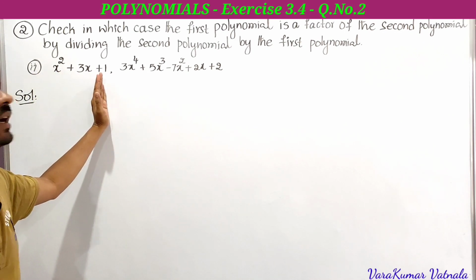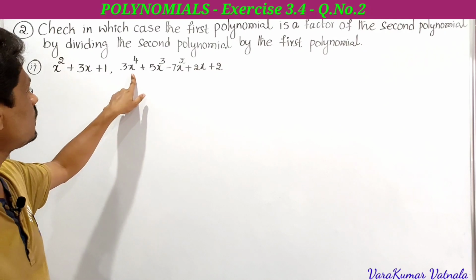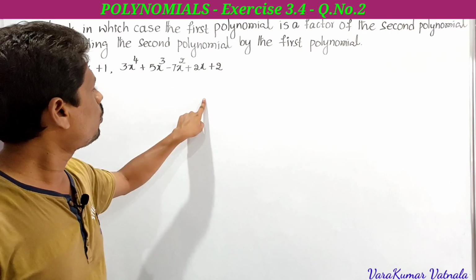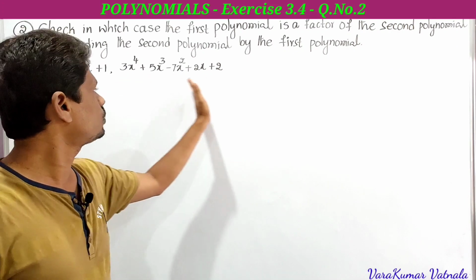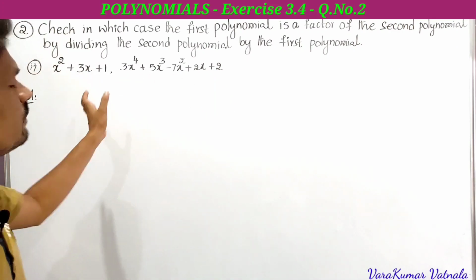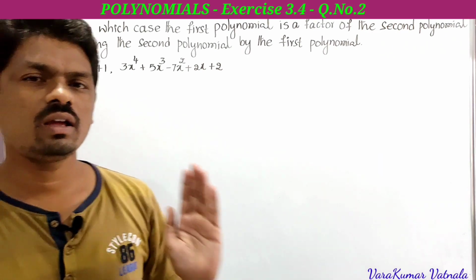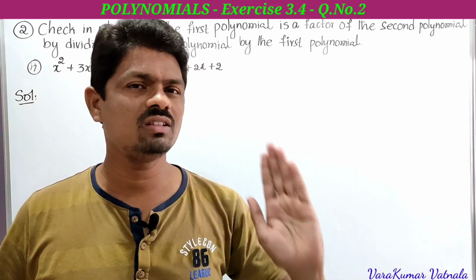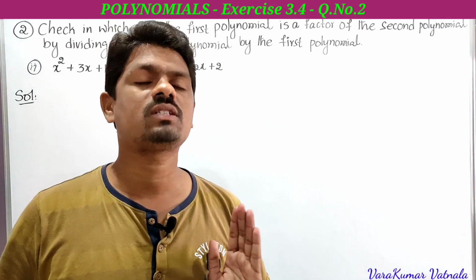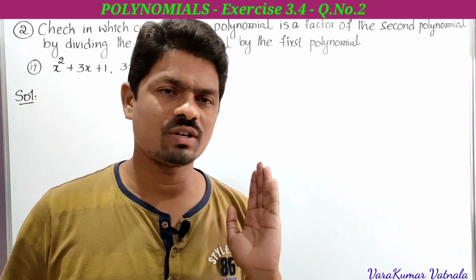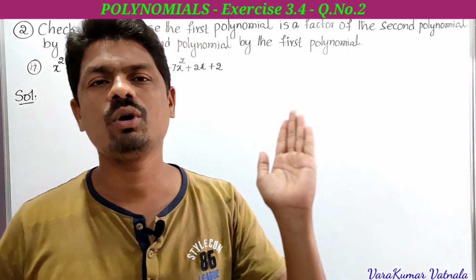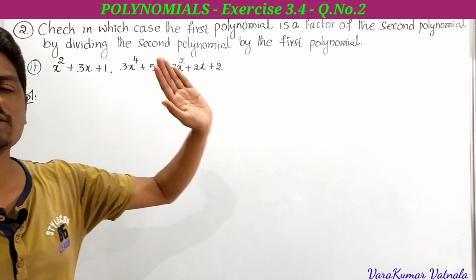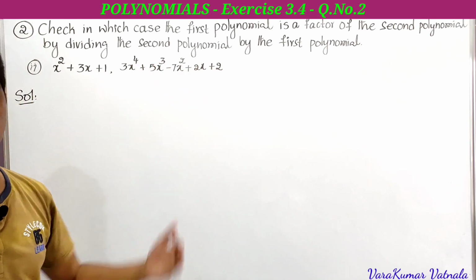Yes, it is in its standard form. So here also the power of the variable is 4, 3, 2, 1 and 0. Yes, it is also in decreasing order. So the given two polynomials are in their standard form. So it is very important. If they are not in their standard form, first you have to write them in the standard form. So this is the very first step you have to remember before doing the division of the polynomials. So now these two polynomials are in their standard form. Now we can do division.